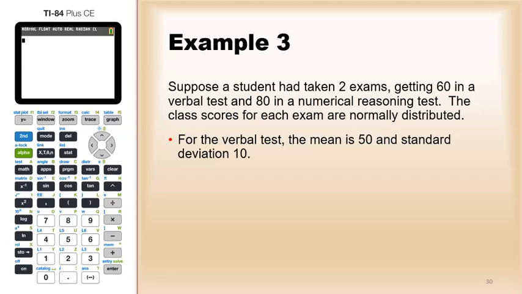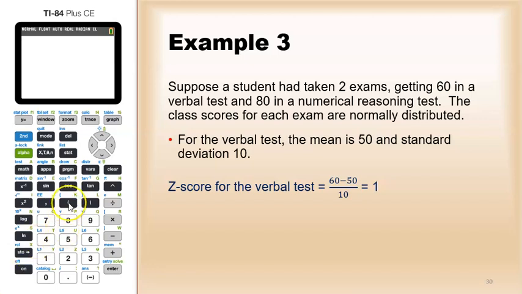So suppose a student had taken 2 exams, getting 60 in the verbal test and 80 in the numerical reasoning test. The class scores for each exam are normally distributed. For the verbal test, the mean is 50, standard deviation of 10. So the z-score: the student scored 60, so I subtract the mean of 50, then divide by 10. 60 minus 50 is 10. 10 divided by 10 is 1.